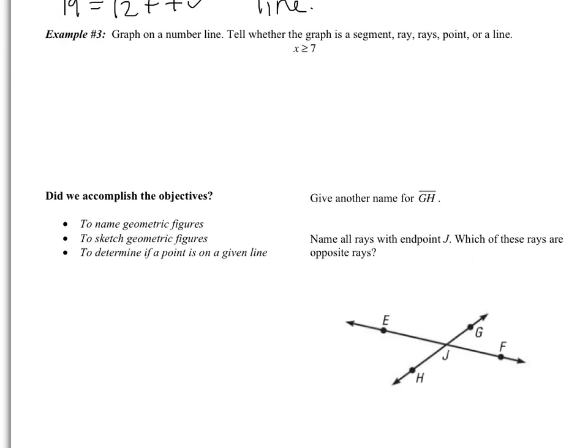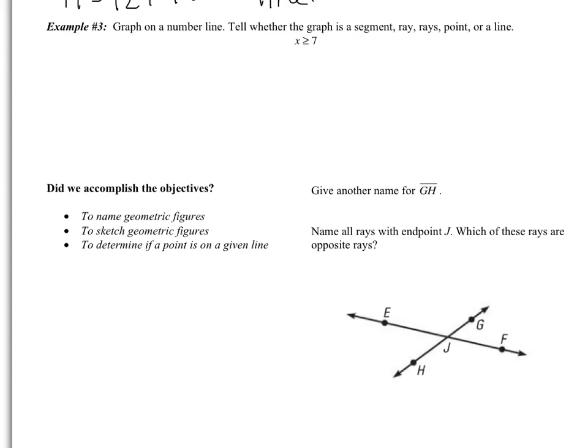Okay, moving to, now we are at example 3. It says graph on a number line, and then tell whether the graph is a segment, ray, rays, point, or a line. So first thing is I need a number line. It says x is greater than or equal to 7, so my number line definitely has to have a 7. I'm going to go up to 8, 9. I'm going to go down to 6 and 5. Okay, x is greater than or equal to. That's going to be a closed circle at 7. Greater than is everything bigger than 7, so that's everything this way.